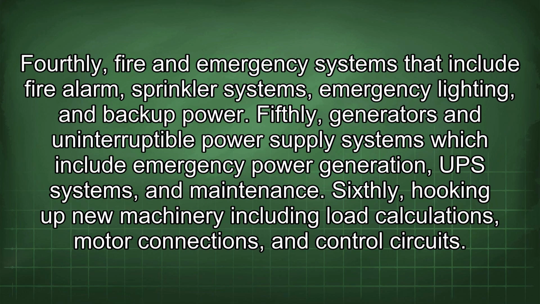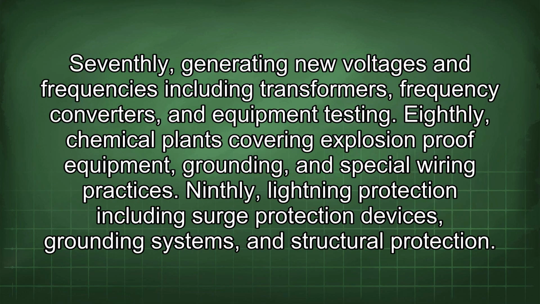Fifthly, generators and uninterruptible power supply systems, which include emergency power generation, UPS systems, and maintenance. Sixthly, hooking up new machinery including load calculations, motor connections, and control circuits. Seventhly, generating new voltages and frequencies including transformers, frequency converters, and equipment testing. Eighthly, chemical plants covering explosion-proof equipment, grounding, and special wiring practices. Ninthly, lightning protection including surge protection devices, grounding systems, and structural protection.